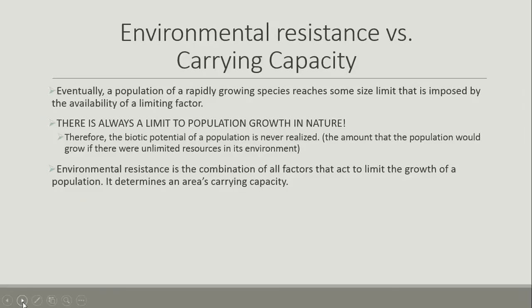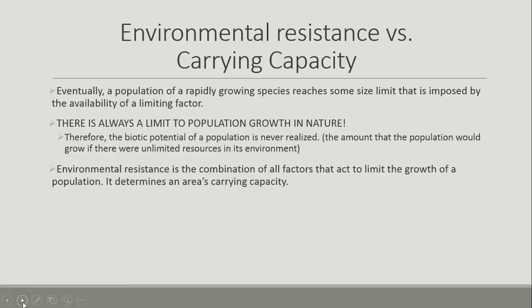So taking a look here, looking at environmental resistance and carrying capacity as we move on, on page 114 in your book. Eventually a population is going to reach some size limit that's basically imposed by a limiting factor or two or three. And if the limiting factor is pretty strict and a population gets too high, eventually there's going to be a dieback because the competition for resources is really going to intensify.